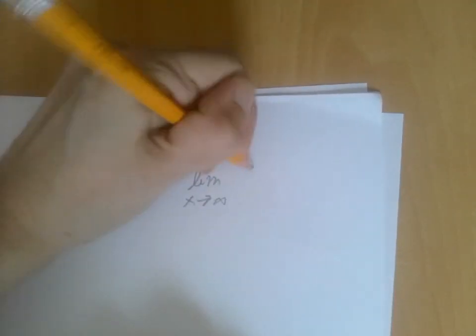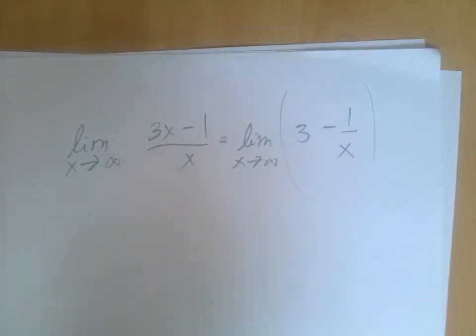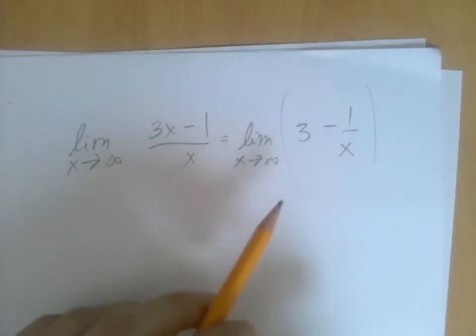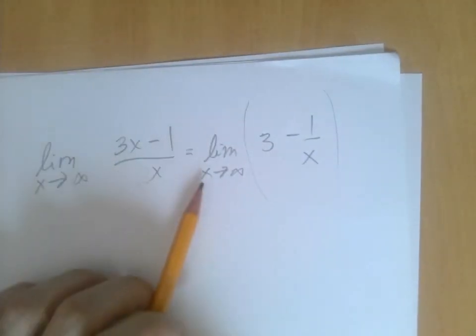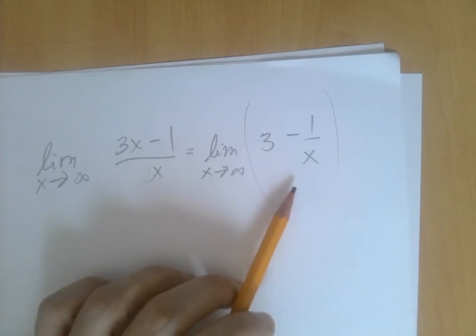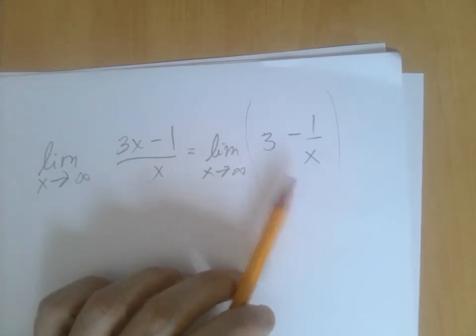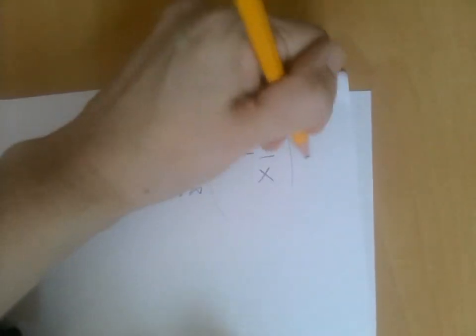3x over x is 3, and now let's see if this is still an indeterminate. Is it? x is gigantic, put it in the denominator, now it's tiny, really, really small, almost 0, and we're subtracting that from 3, so the limit is going to be 3.